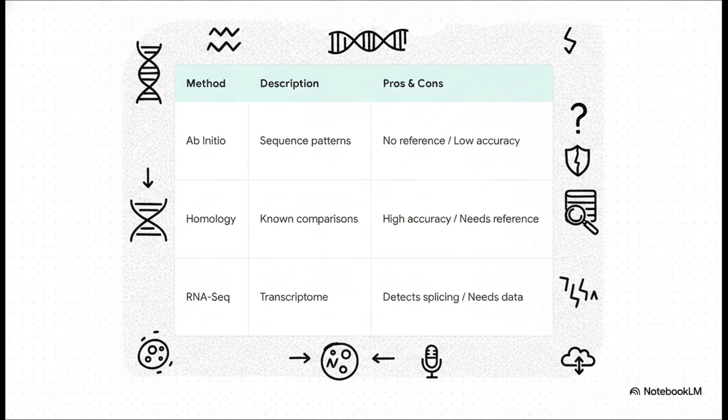Then there's homology-based prediction, which compares sequences to genes we already know. This gives you super high accuracy, but you're totally dependent on actually having a reference available. Finally, RNA-seq assisted uses actual transcriptome data. This one is phenomenal for detecting things like alternative splicing and definitively proving that a gene is actually being expressed.